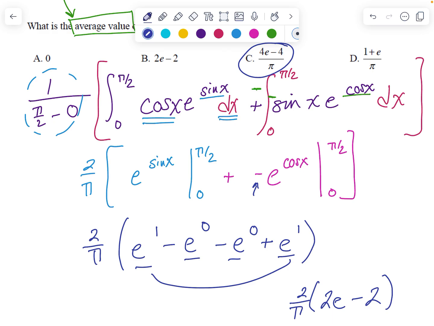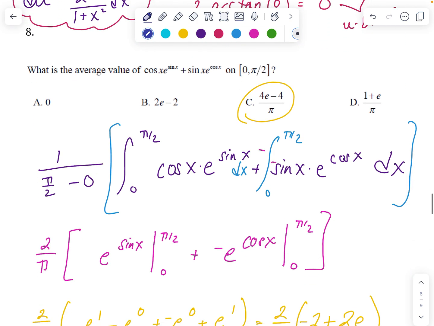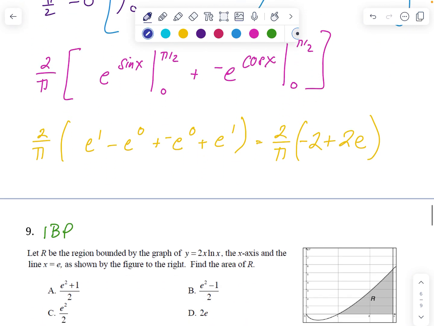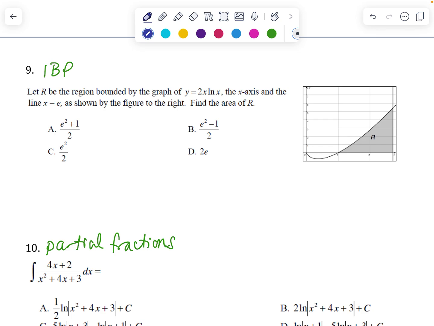We're almost done, folks, okay? All right. Especially if you're just fast forwarding to check your work, this is a lot less time consuming. Okay, let's look at 9. This is integration by parts, okay? You might recognize that because to set up finding the area of region R, you're just going to have this integral.